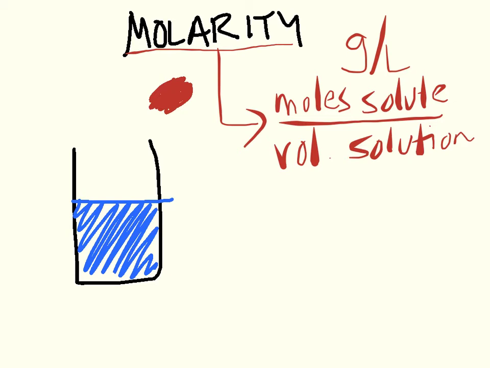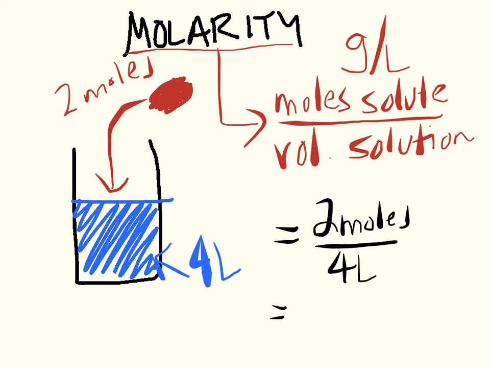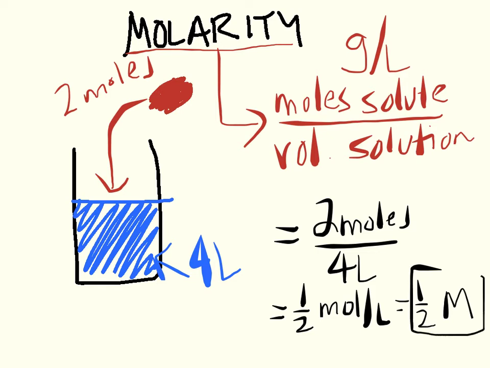Okay? So for example, let's say we take this solute, we drop it in, and we have 2 moles of solute. And the beaker has 4 liters of solution in it. So if we calculate the molarity, which is abbreviated with a capital M, we would say that there are 2 moles in 4 liters. So 2 divided by 4 would be 1/2. You could write this as moles per liter, which is the same thing as 1/2 molar, capital M.